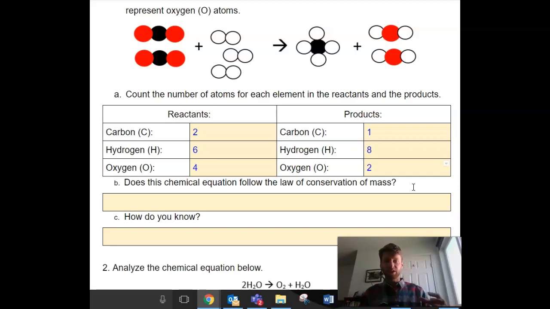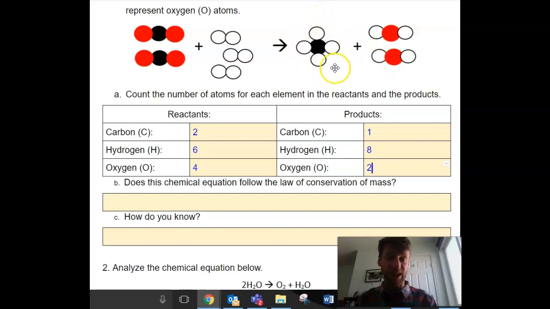And if something new showed up, that doesn't follow the law of conservation of mass because it must have come from somewhere. So, carbon, we had 2 carbon in our reactants and 1 carbon in our products. So right away, this does not follow the law of conservation of mass. That carbon can't just disappear. So it means that whoever made this model, whoever wrote this chemical equation, is missing a product.